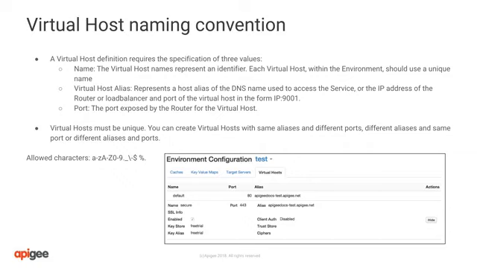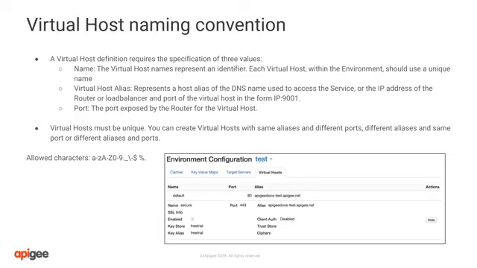Next is the virtual host alias. A virtual host can actually have multiple virtual host aliases. Most commonly, the fully qualified domain name used to access the service is used. You can also specify a combination of the router or load balancer IP and the listening port using the form IP:port number. The final item is the port number. The port number specified here is exposed on the routers for that virtual host.